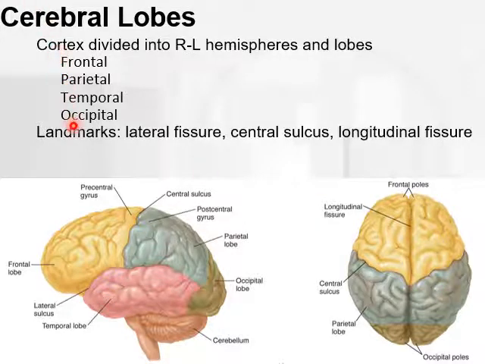We have four lobes. As we said, this is the frontal, parietal, the posterior part here is the occipital, and this is the temporal lobe. From this view, this is the frontal lobe, parietal lobe, occipital lobe.